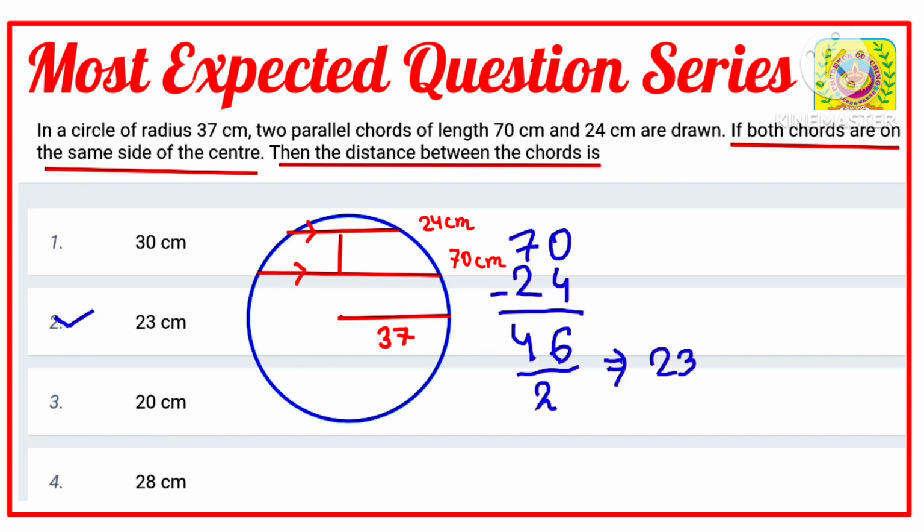So I hope you have understood the shortcut. And one more question you may have, that if these two chords were at the different side of the center, that means if this particular thing is center, if one chord is this side, another chord is on this side, in that case you will add both the lengths of the given chords and divide by 2. So in case of same side, difference by 2, and in case of opposite side, you are going to add and divide by 2.